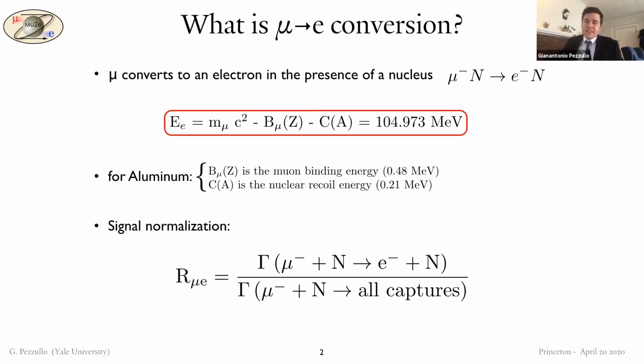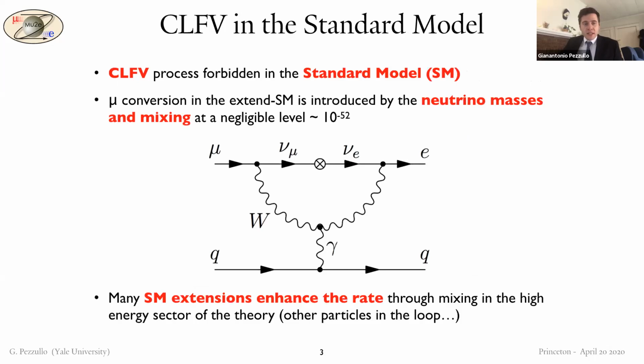Because there are several advantages from the experimental and theoretical points of view, we usually normalize the rate of this process with respect to the muon capture process. This process, as you may know, is a charged lepton flavor violating process, so it's forbidden in the Standard Model. Even if we extend the Standard Model to include neutrino masses and mixing, the predicted rate is negligible, at the level of 10 to the minus 52.